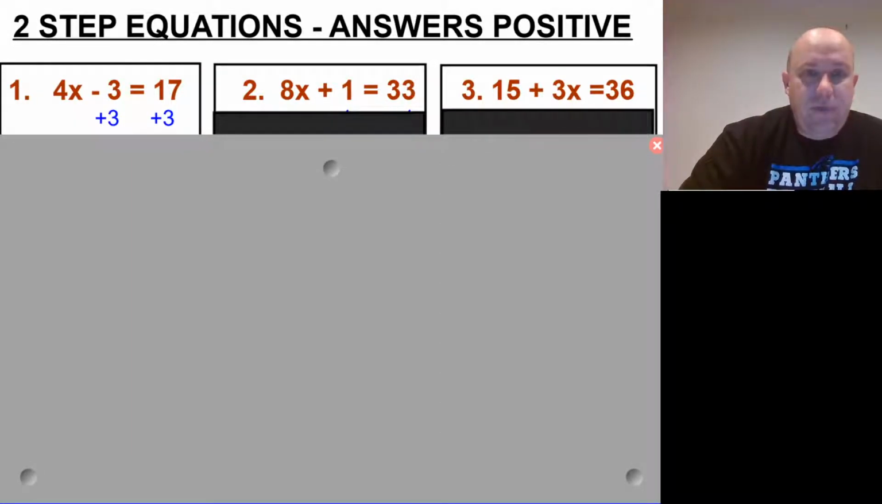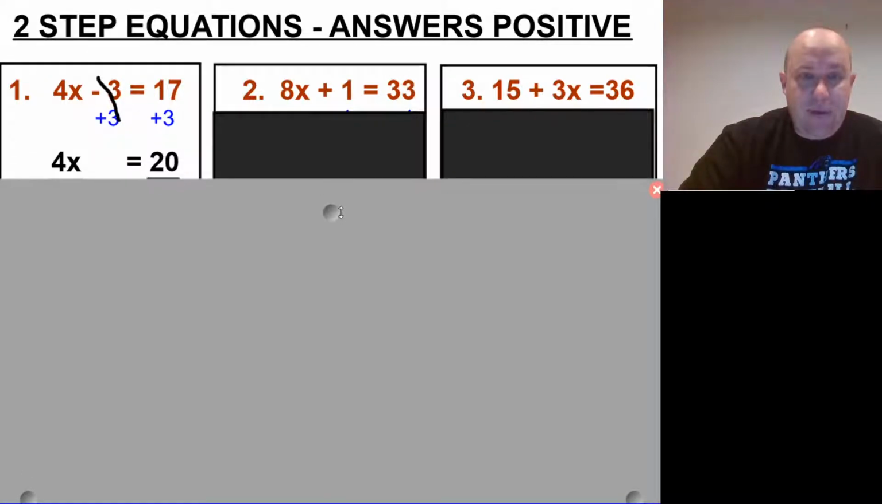The reason I do the inverse is if you do negative 3 add 3, you get 0. Anything add 0 is just the other thing. So 2 add 0 is 2, 10 add 0 is 10, 4x add 0 is just 4x. So that's what we mean by eliminate or cancel out. We just get left with 4x. We must do the same on the other side, though, to keep it balanced. So 17 add 3 is 20.